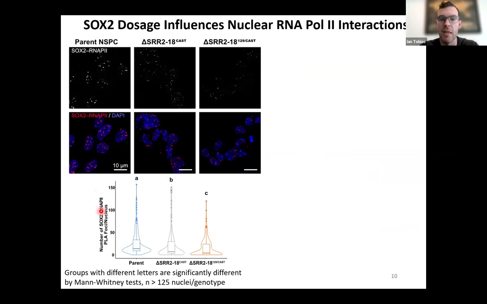And when we go to quantitate this, we see a decrease in the median frequency of these PLA foci in NSPCs derived from either heterozygous or homozygous clones. And so this suggests that a reduction in SOX2 dosage, even from a monoallelic deletion of this enhancer cluster, is sufficient to impact the contribution of SOX2 to what we're predicting are transcriptionally active transcriptional complexes.